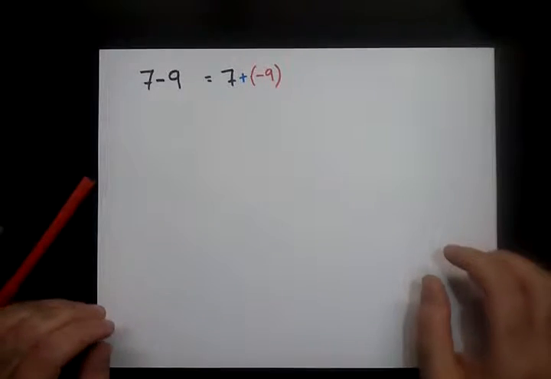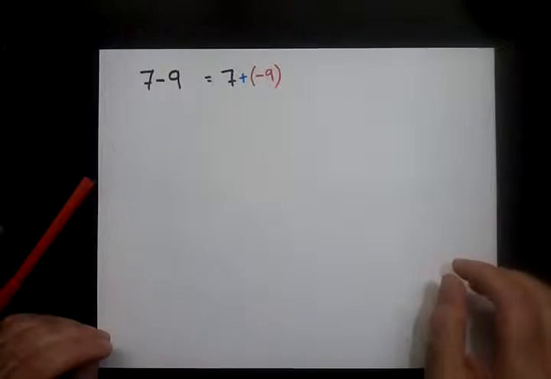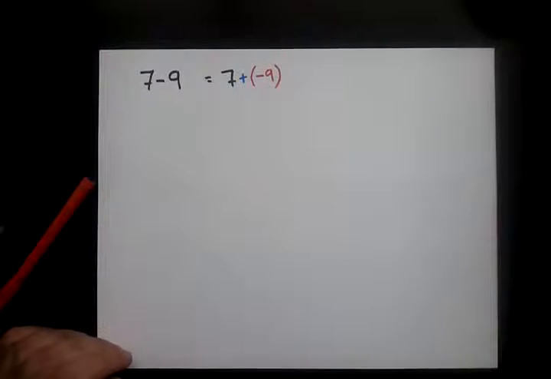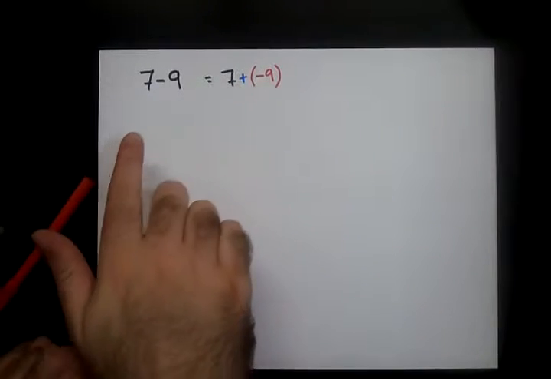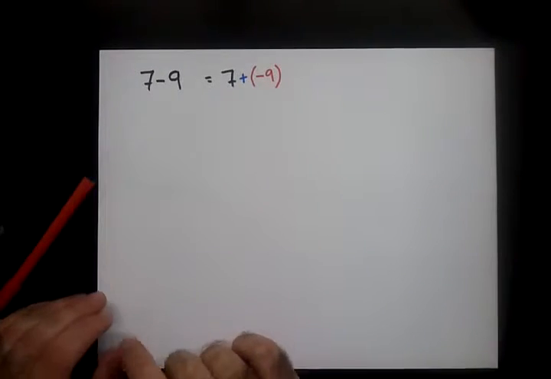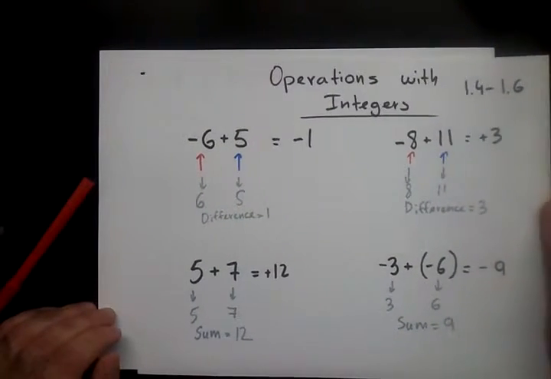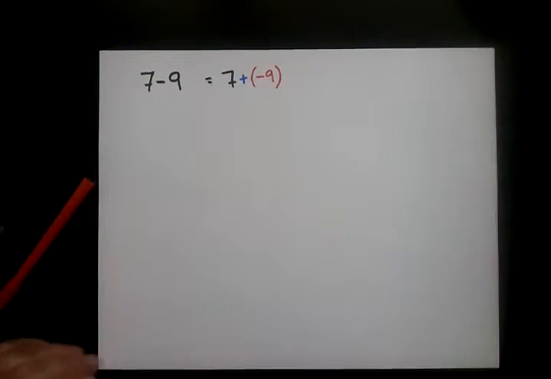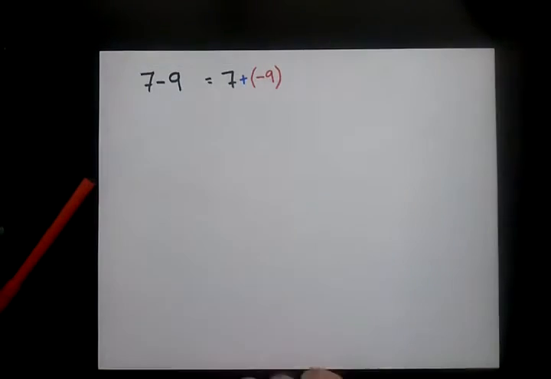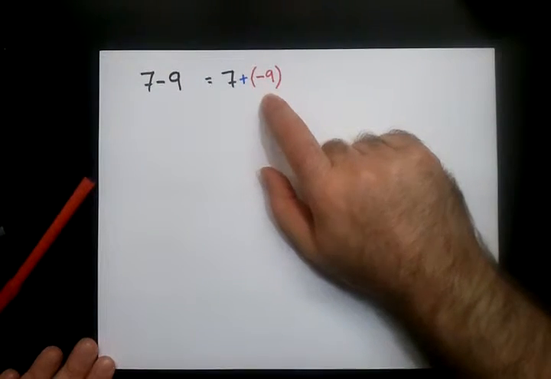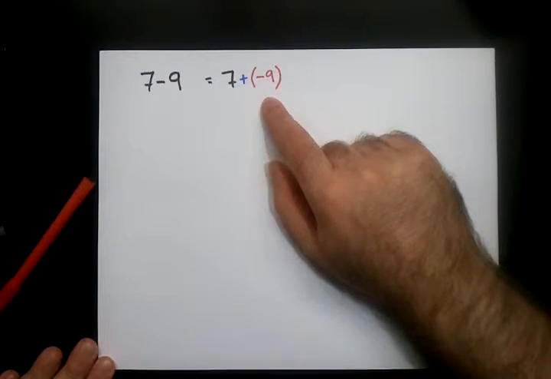This is part 2 of the operations with integers video. When we left off in part 1, we were talking about converting a subtraction problem into an addition problem so that we can use the rules of addition, because there are no specified rules for subtraction. And here we did that. We changed the subtraction into an addition, and whenever you change a subtraction into an addition, you add the opposite, or you convert the second number into its opposite.